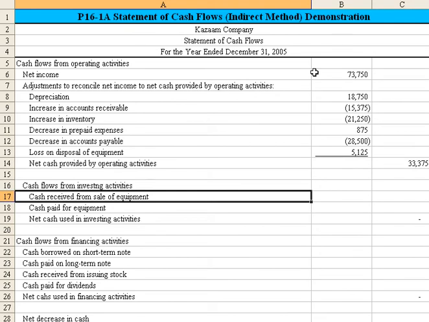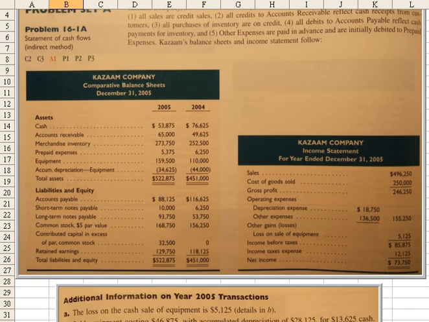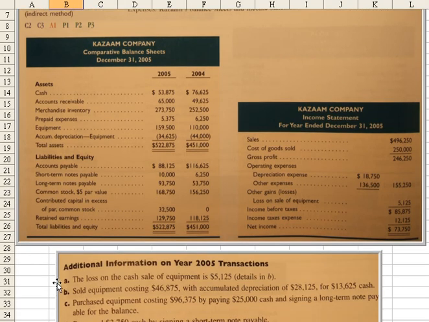We have a cash received from the sale of equipment. Let's figure that one out next. All right, let's go look at the problem again to find the cash received from the sale of equipment. All right, I talked a little bit before about notes A and B, and I realize I hadn't scrolled down so you could see the information.